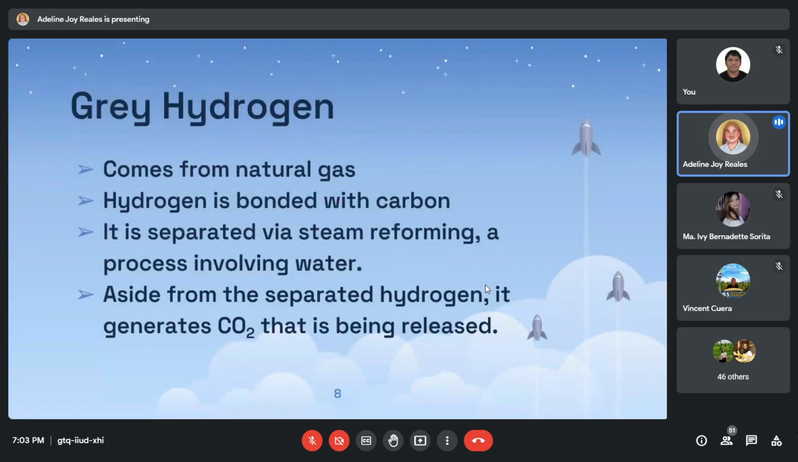Let's move on to gray hydrogen. Gray hydrogen comes from natural gas, where hydrogen is bonded with carbon.